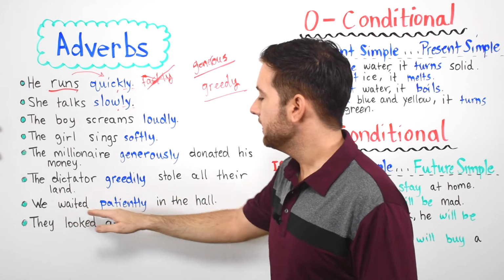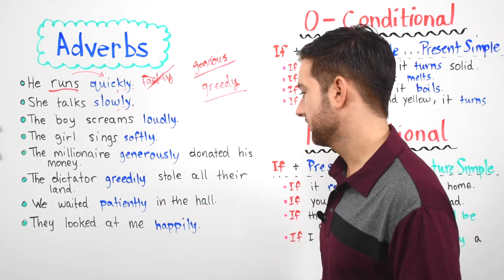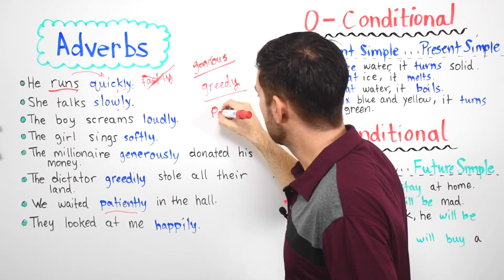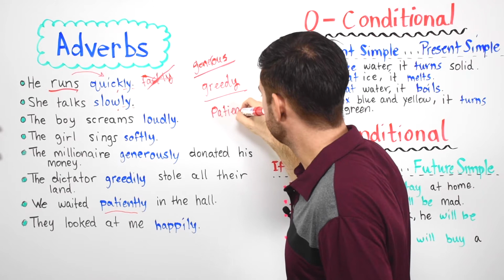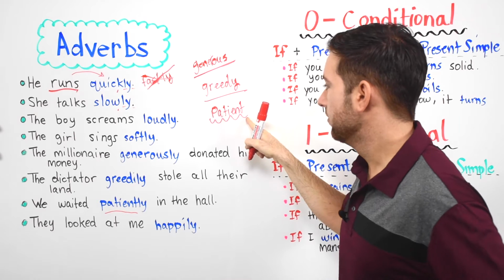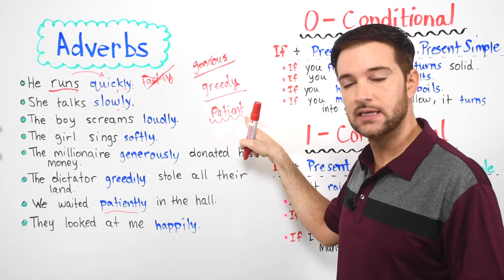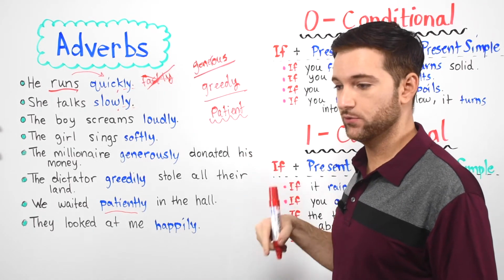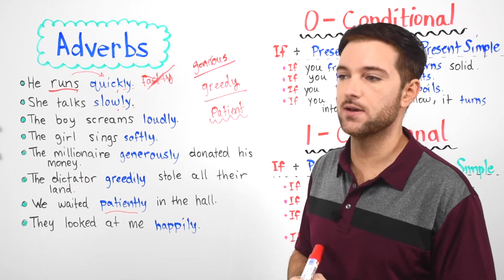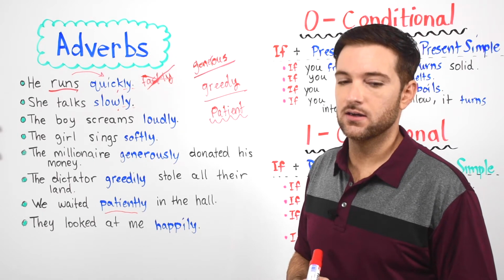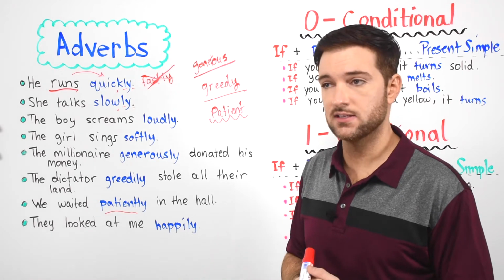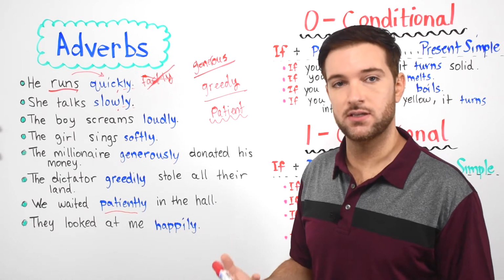Next we have, we waited patiently in the hall. Patiently is an adverb which comes from the word patient. Patient can also be a noun which describes a person who is in the hospital, who is very sick, and so they are in the hospital. They are known as a patient. For example, you have a grandpa who is in the hospital. He is a patient in the hospital.